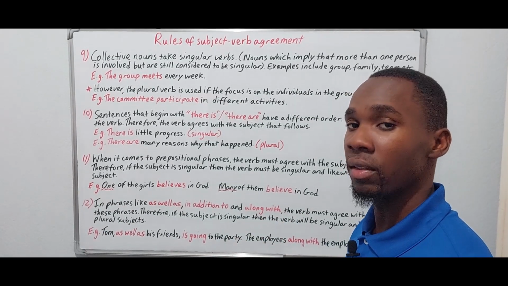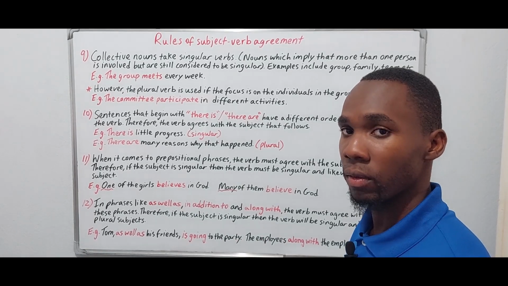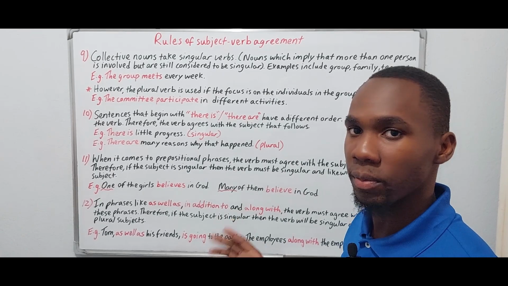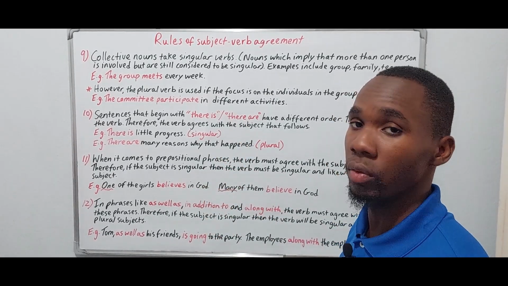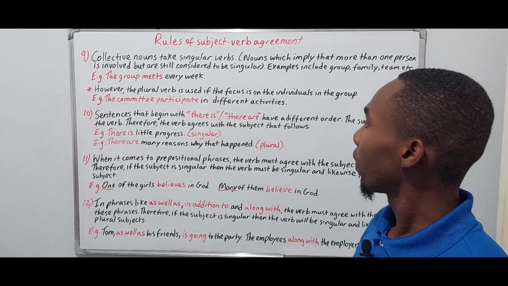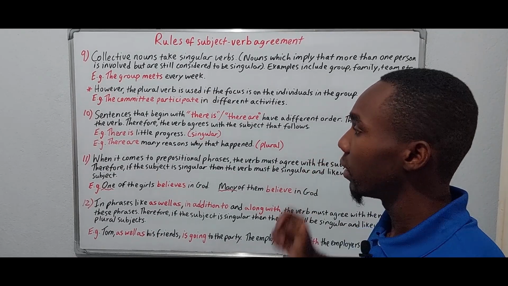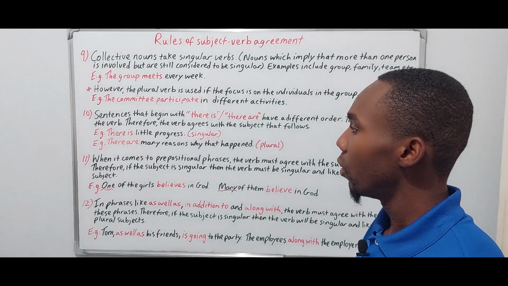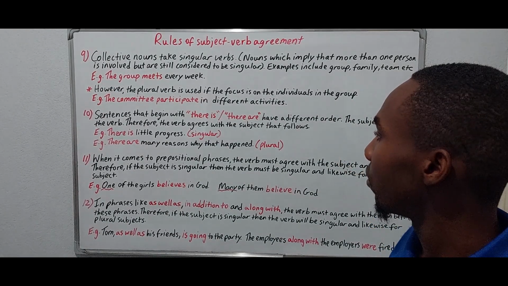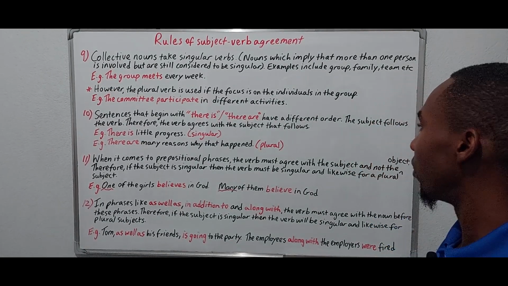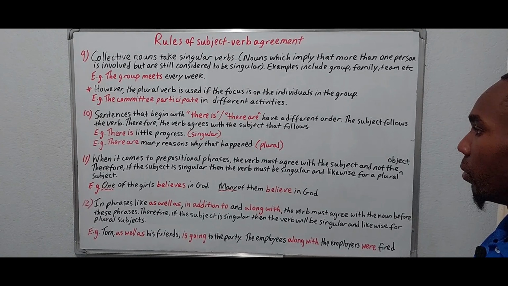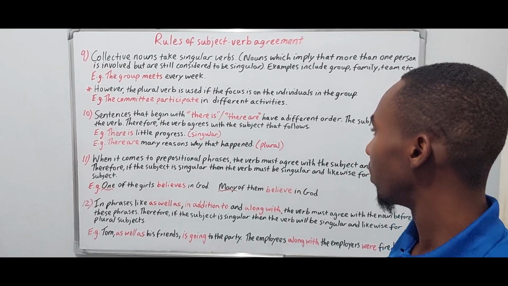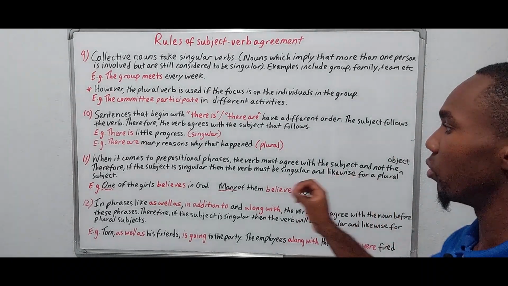Here are my keys. My keys would be plural. So yes, and of course we could use other verbs, but this is just the rule, right? So that would be Rule 10. Rule 11. When it comes to prepositional phrases, the verb must agree with the subject and not the object. Therefore, if the subject is singular, then the verb must be singular, and likewise for a plural subject.